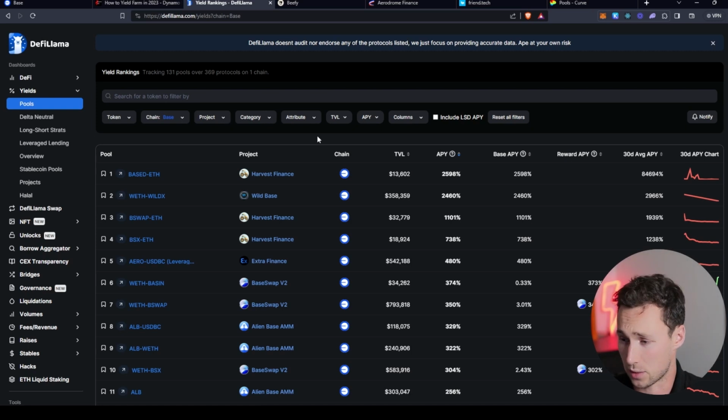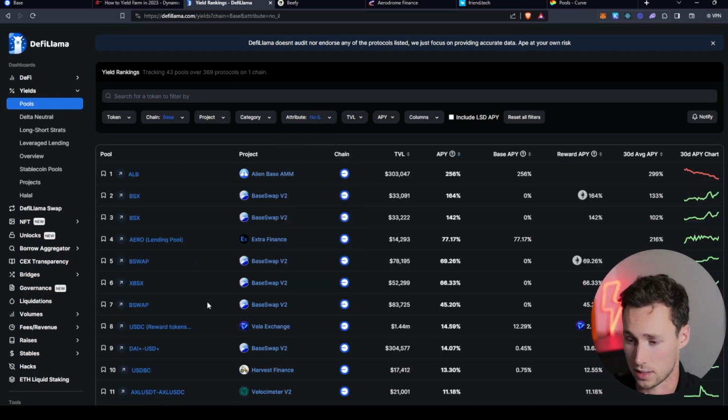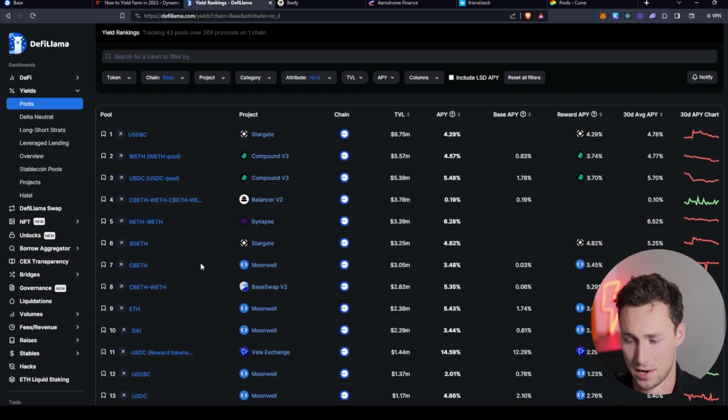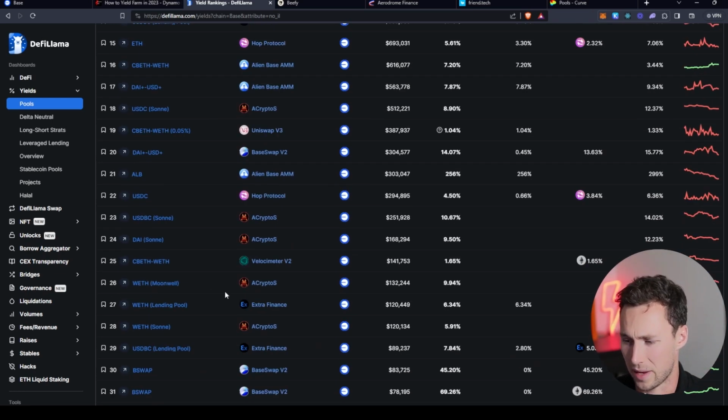And so the first thing we want to do is change the attribute to no impermanent loss. And you can see it's not filtered to ETH yet, but at least now we no longer have pools that are like ETH paired with a meme coin, for example, because that's not really what we're looking for at this moment. At least I'm not. And so we want something that's just going to be straight ETH. And right now I have it filtered by TVL. More liquidity doesn't always mean safer, but generally it's a good bet.